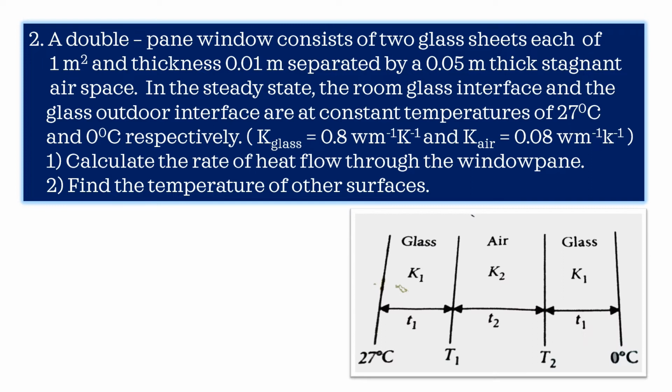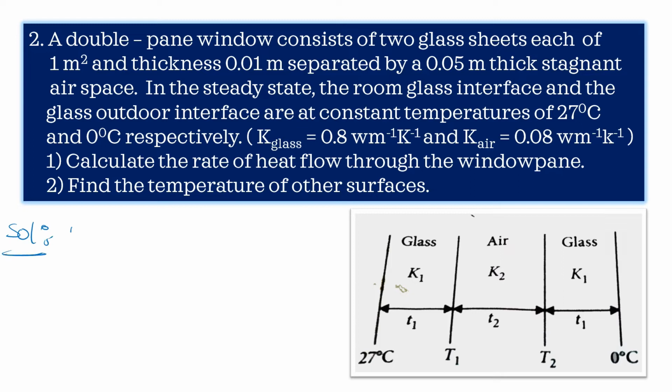See the picture here. Temperatures are 27 degree centigrade and 0 degree centigrade. This is the glass outdoor interface at constant temperatures 27 and 0 degree centigrade, and glass air. This is a double pane window consisting of two glass sheets of each 1 meter square and thickness 0.01. Here these are the separated double pane window. So now let us go to the solution.